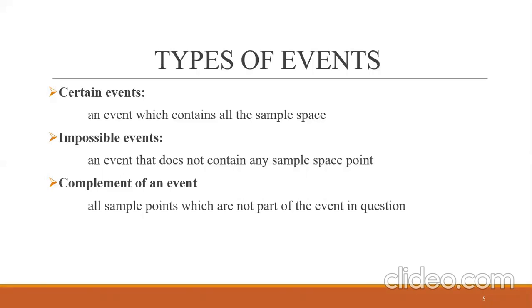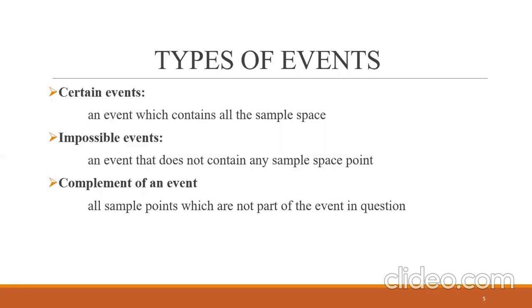Now, an impossible event is an event that does not contain any sample space points. You are given the sample space of head and tail for tossing a coin. Then you are asked to find the event of getting 6, or getting an even number, out of tossing a coin. How can you get an even number out of tossing a head or a tail? You can't get it. It is impossible. Therefore, an impossible event does not contain any sample space points.